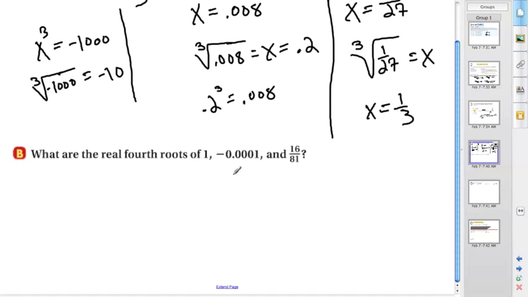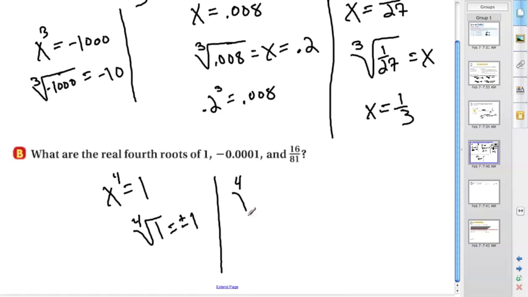So what are the real fourth roots of 1? We want x to the fourth, which equals 1, which means we want the fourth root of 1, which equals plus or minus 1. The fourth root of negative 0.0001 is equal to no real roots. Again, you have to remember that if the index is even and the number inside is negative, you cannot have any real roots.